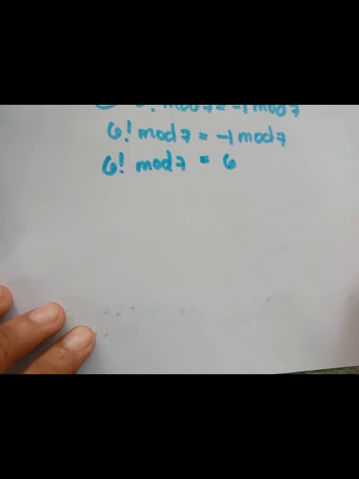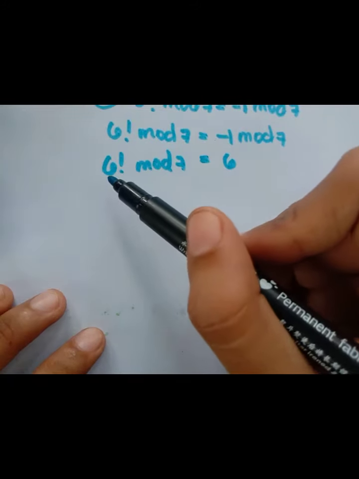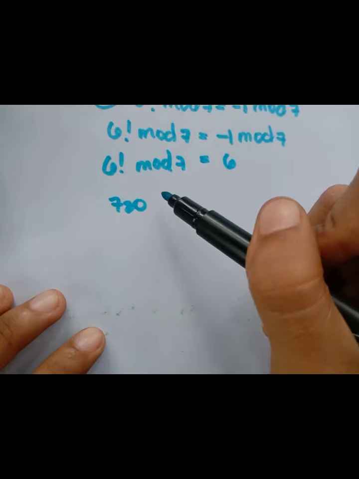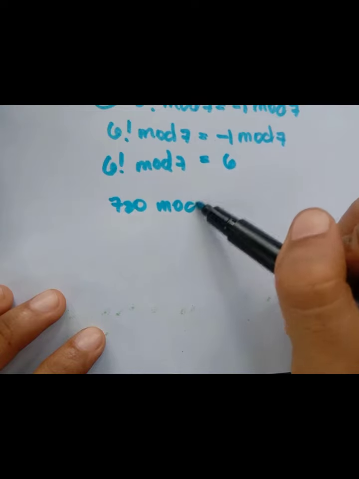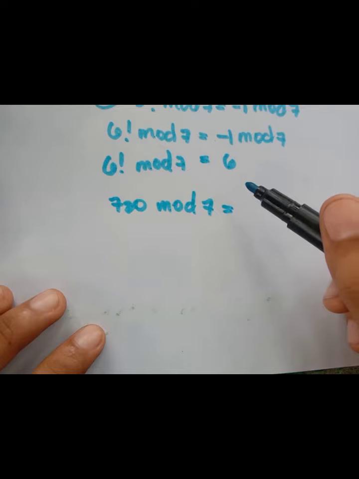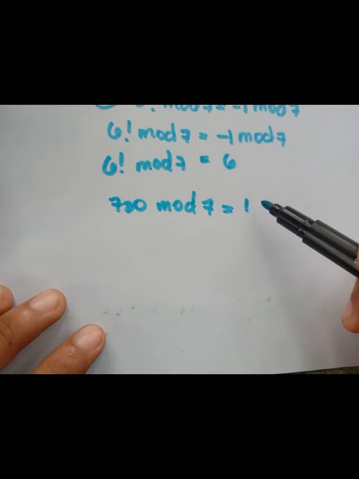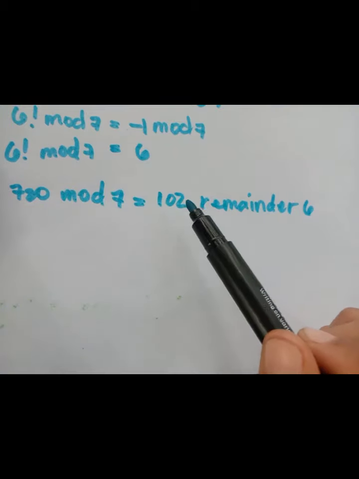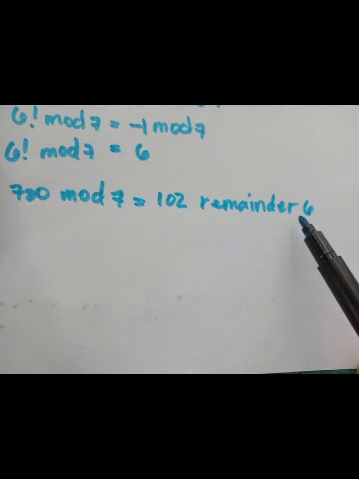And now remember that 6 factorial means 6 times 5 times 4 times 3 times 2 times 1, and that is 720 mod 7 equals 102. Why? Because 720 divided by 7 is 102, which gives us a remainder of 6.